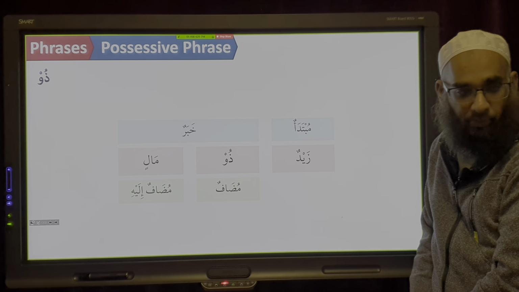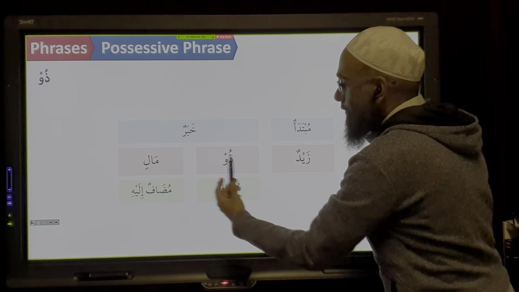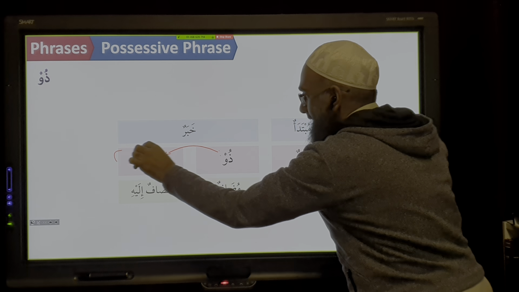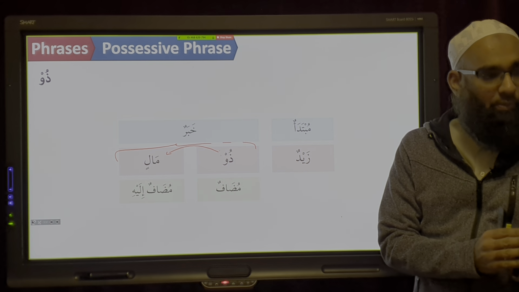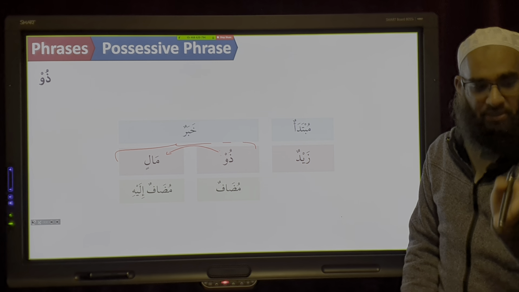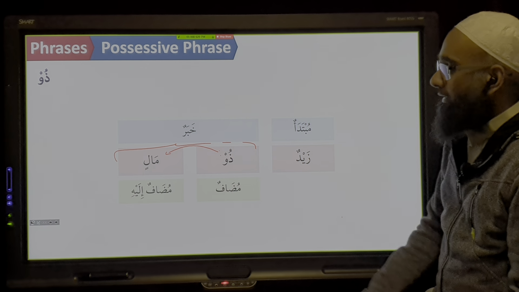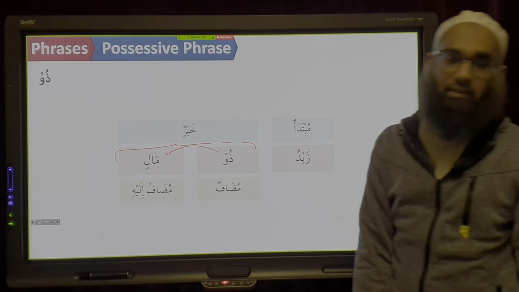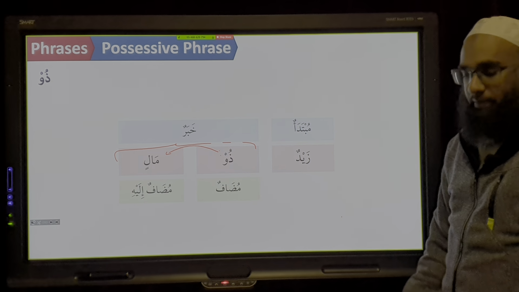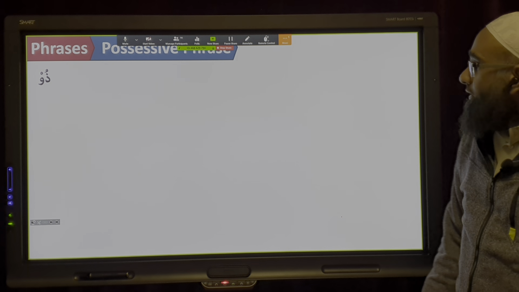If dhu is not preceded by a nakira word, then you have Zaydun dhu malin. Then here, the dhu with its mudaf ilay becomes a slot directly, just like khair. Preceded by a nakira word, matches an i'rab, you make it the na't. If it's not preceded by a nakira word, or it doesn't match an i'rab, then it becomes a slot directly. It can be the fa'il or whatever. So for example here, Zaydun dhu mal becomes a khabar directly. Make sense?